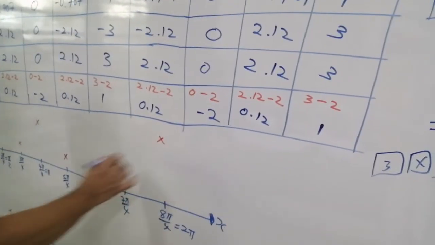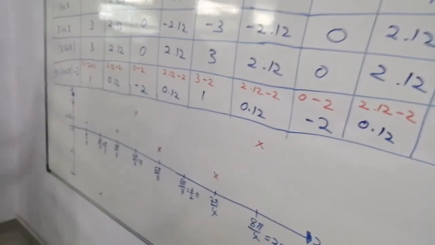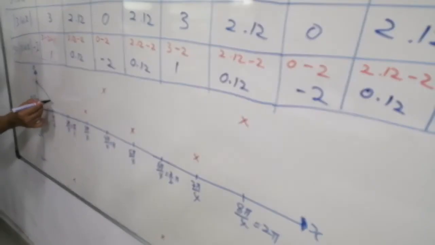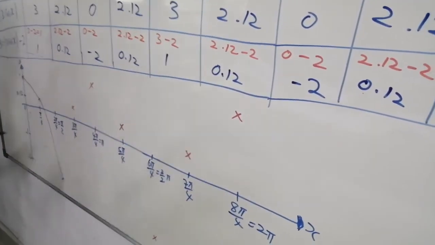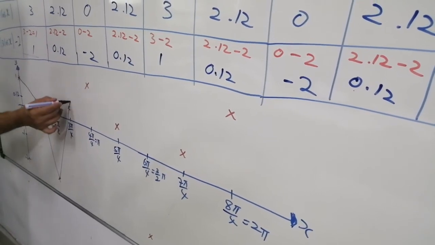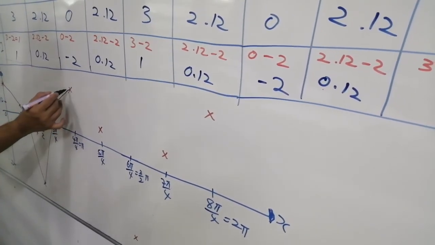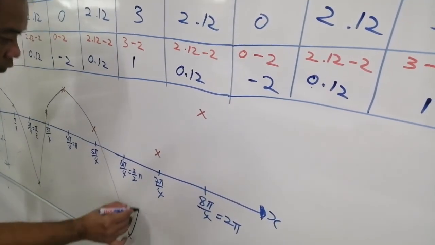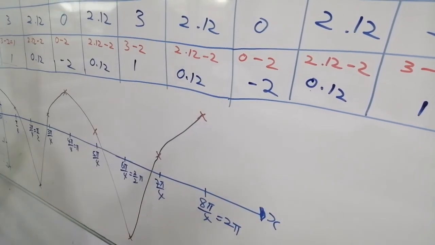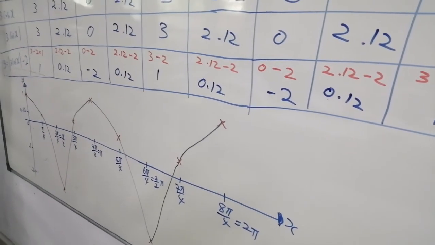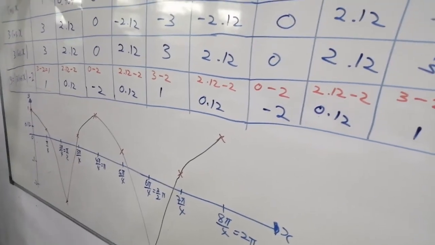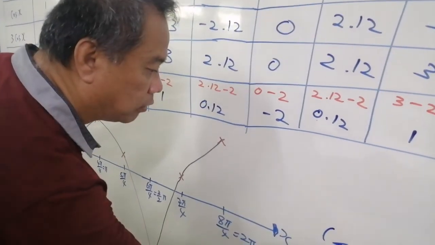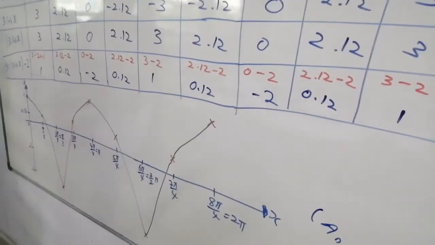Now you can draw the line already. Go to here, then from here going up here. Then from here go to here, from here going up here. This is your sketching for part B. They ask you to sketch the curve, and this is your answer. This whole thing will be your answer for this solution.